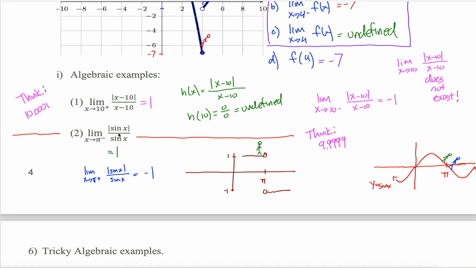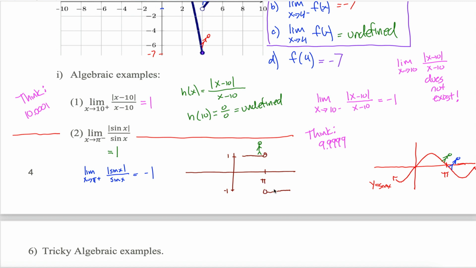I have something divided by itself. When you have a fraction and the top and the bottom of that fraction are identical, the value of that fraction is equal to 1, which is why the height over here is all 1. At pi itself, sine of x equals 0. The absolute value of 0 is 0. Sine of x is 0. I get 0 divided by 0. I get something that's undefined, which is why I have no height associated with this graph at pi.